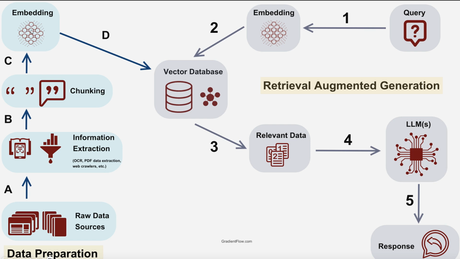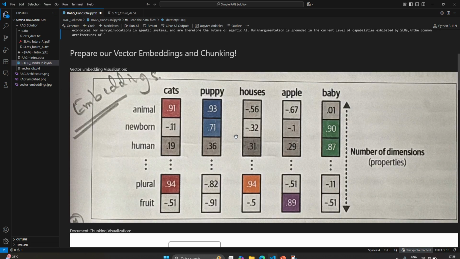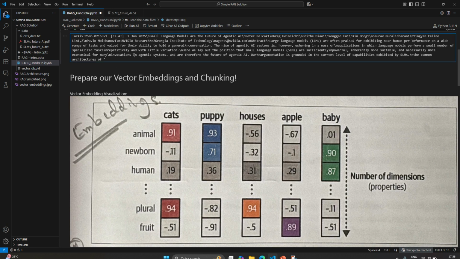So before we do chunking and vector embedding, I would like to explain quickly what a vector embedding is, then what chunking is, and then how we do the retrieval from your vector DB. A vector embedding is basically a numerical representation of the whole input sentence. So let's take this: the future of agentic AI.